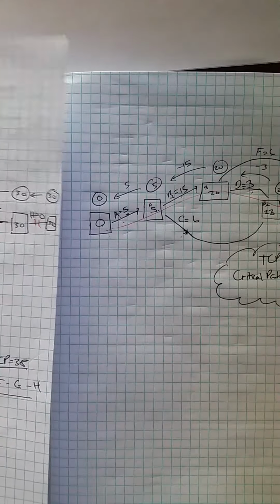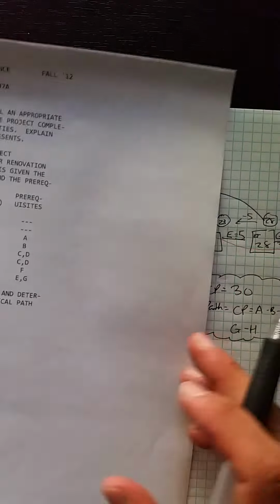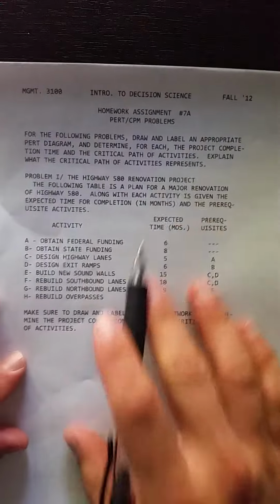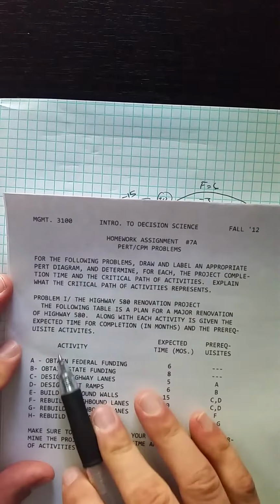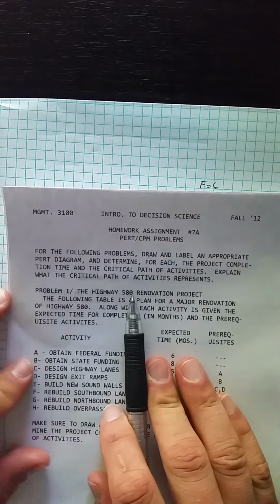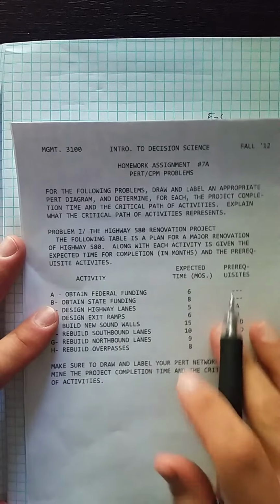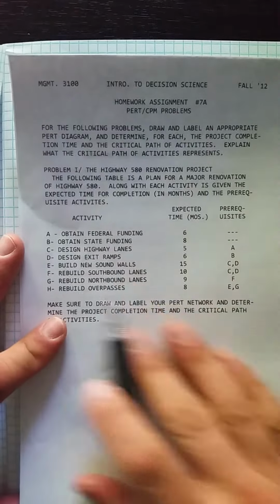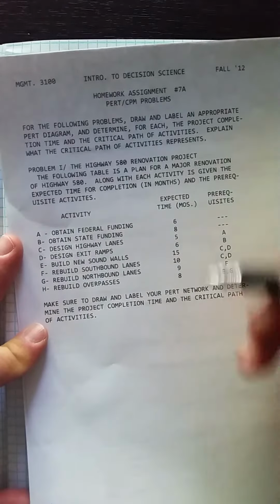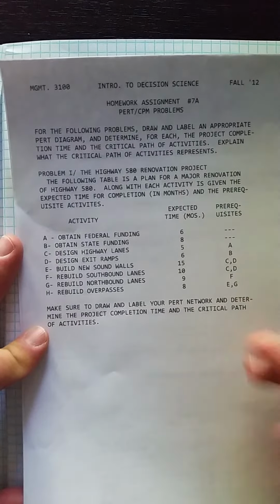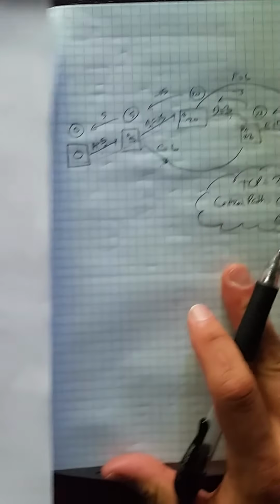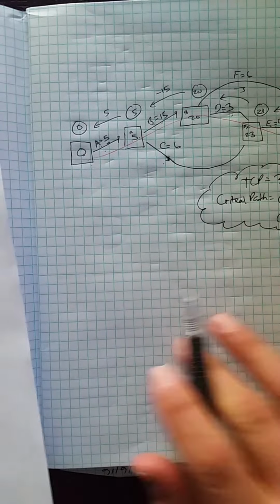All right, so we're gonna go ahead and do the next example, and it is given here. This is problem number 1 with the Highway 580 renovation. These are the numbers they have given us, all the information, the expected time in months, and the prereqs. I want to leave this here for you guys to compare.